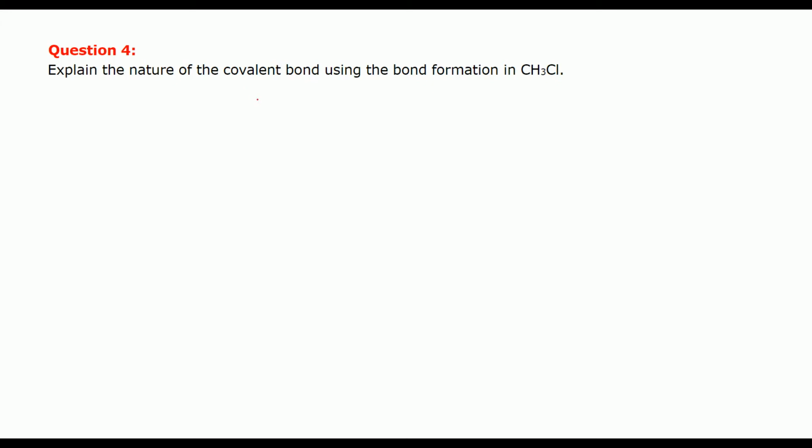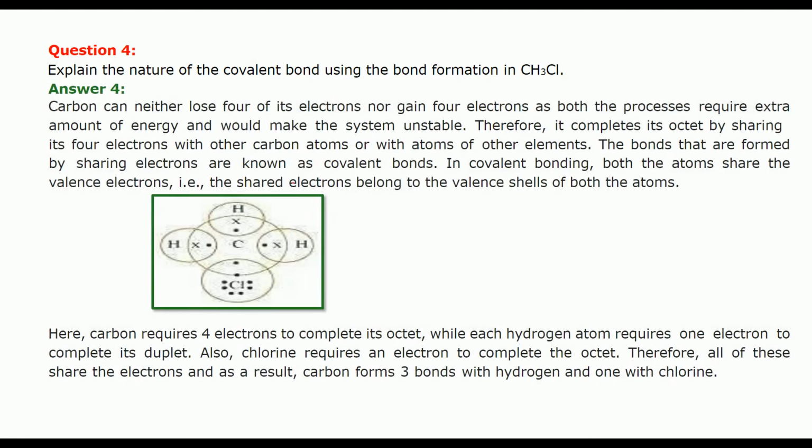Explain the nature of covalent bond using bond formation in CH3Cl. So this is C, we have H, H, H and Cl. C has 4 electrons in its outer shell, which means it wants to combine all these 4. Hydrogen will combine with 3 and chlorine will combine with one of these. So carbon can neither lose 4 of its electrons nor gain 4 of its electrons, as both processes require extra energy, and that is going to make this system unstable for carbon.